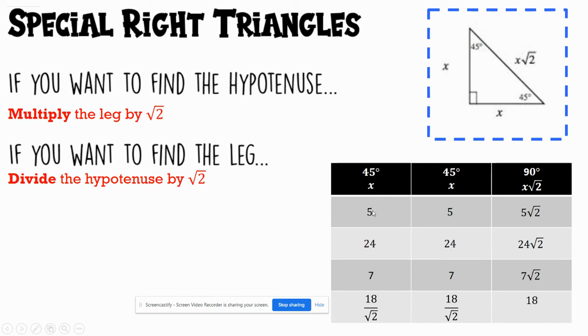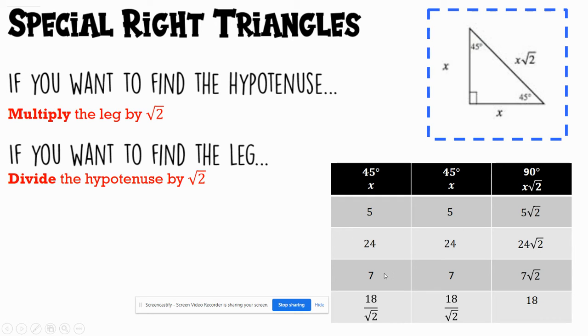So if my leg was 5, the other leg is 5, and the hypotenuse would be 5 times the square root of 2. And I would write it as 5 root 2. If the leg was 24, well, the other leg's 24, and the hypotenuse would be 24 times the square root of 2. And I would write it as 24 root 2. Do you see the pattern?